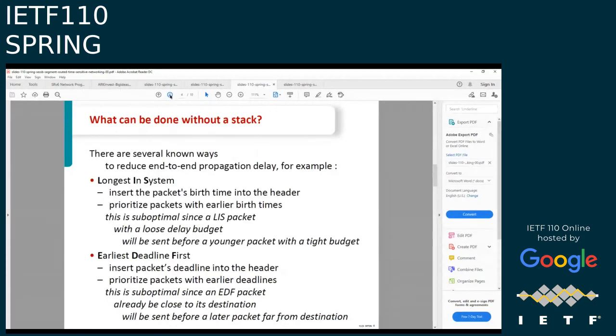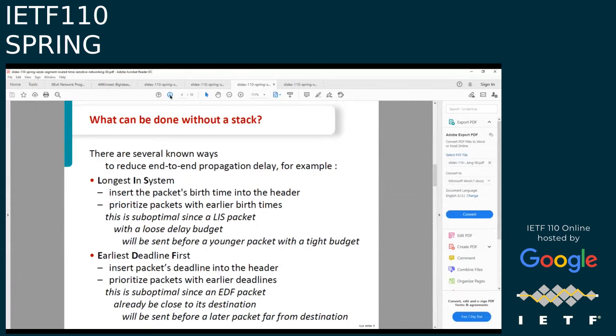So what can be done without putting a stack into the packet? There are several mechanisms which have been thought of before. There's something called longest in system, which inserts a single time into the packet, the time that the packet was born, that is when it's injected into the network, and allows the routers along the way to prioritize the packets according to birth time. In other words, the earlier you were put into the system, the idea is that you've been waiting around for a long time. So we will try sending you before packets that entered the network later.